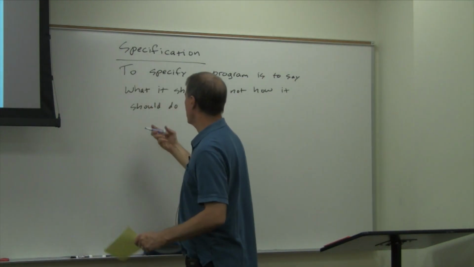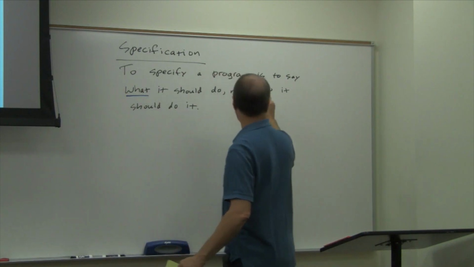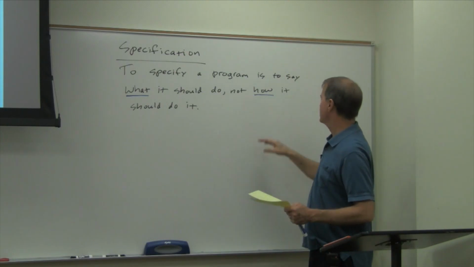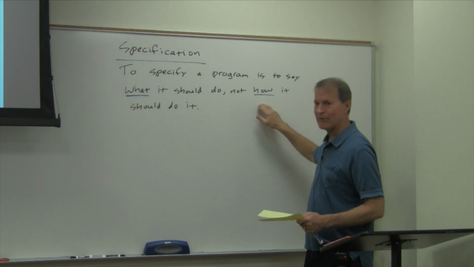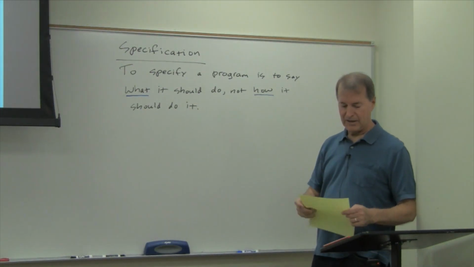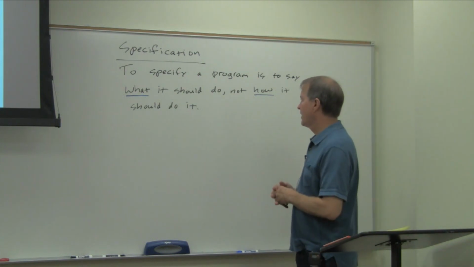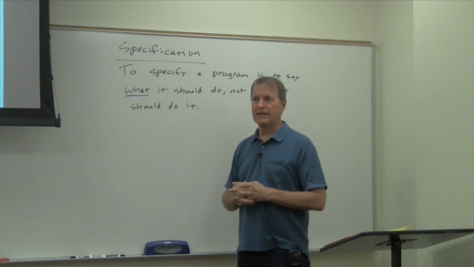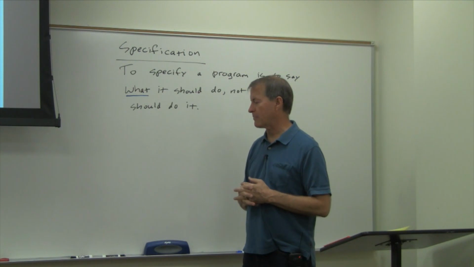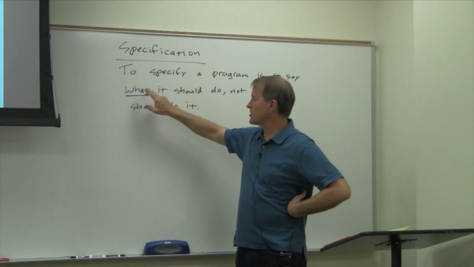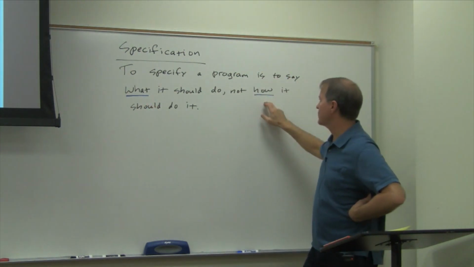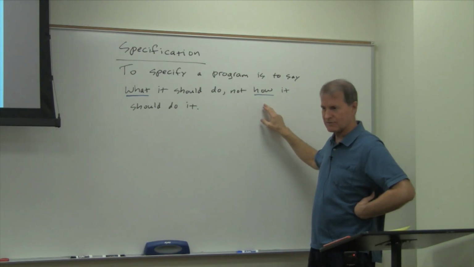The key words here are what and how. We have to understand the difference between saying what and not how. And this is really key: separating out the specification from the implementation. If the specification is what, the word we use for saying what is specification. The word for saying how is implementation, right?